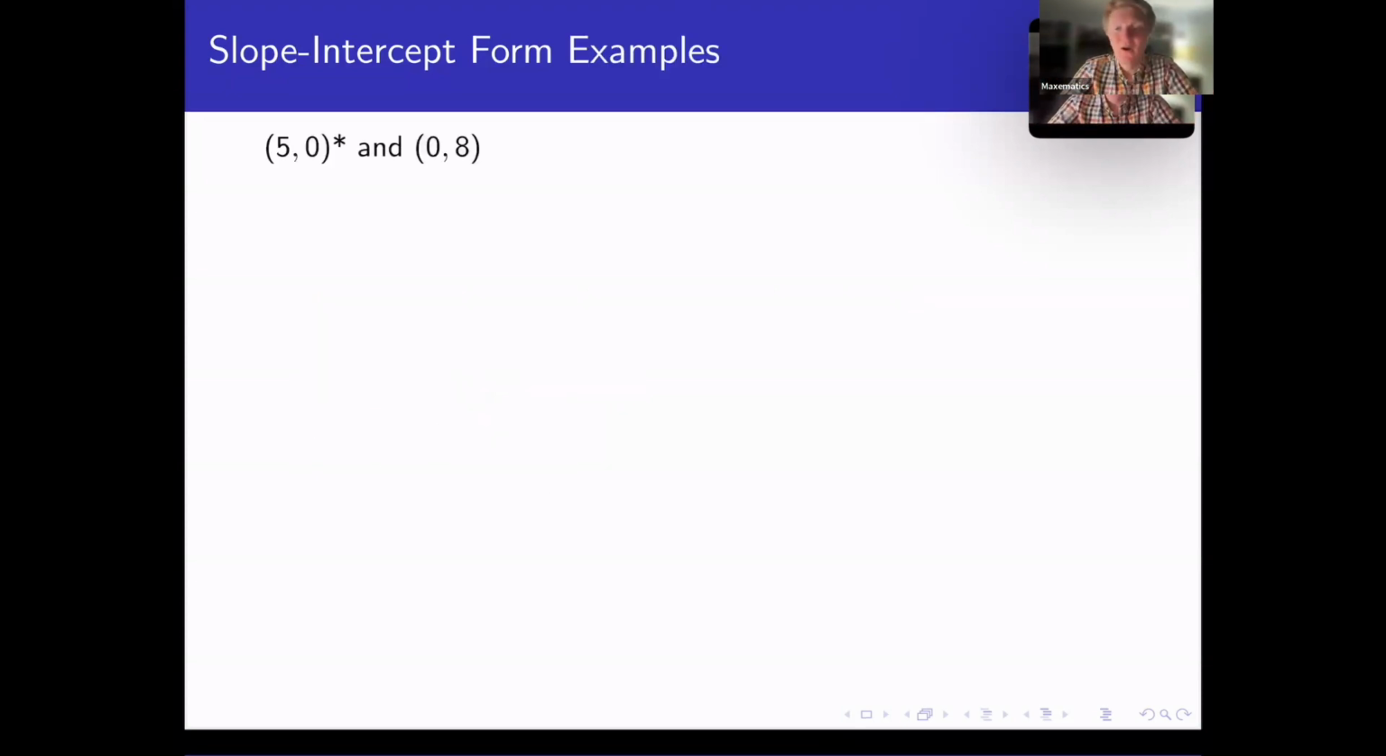slope-intercept form. Okay, so let's do some practice of finding slope-intercept form. So let's do 5, 0, and 0, 8. Let's find the line between them. I have an asterisk here just because when we get to that step, I'm going to plug in 5, 0.